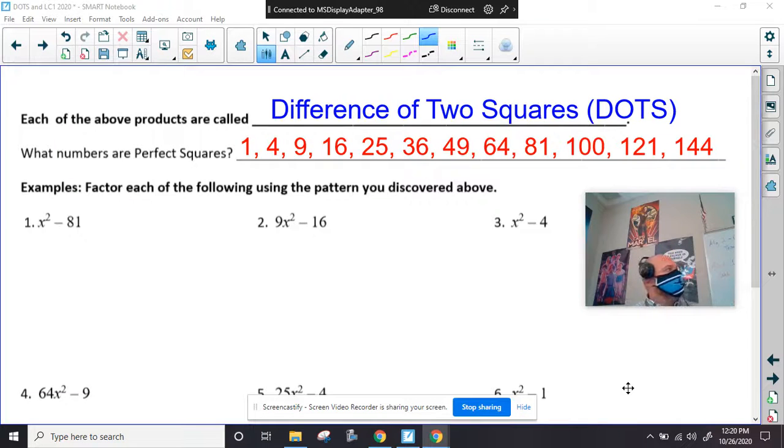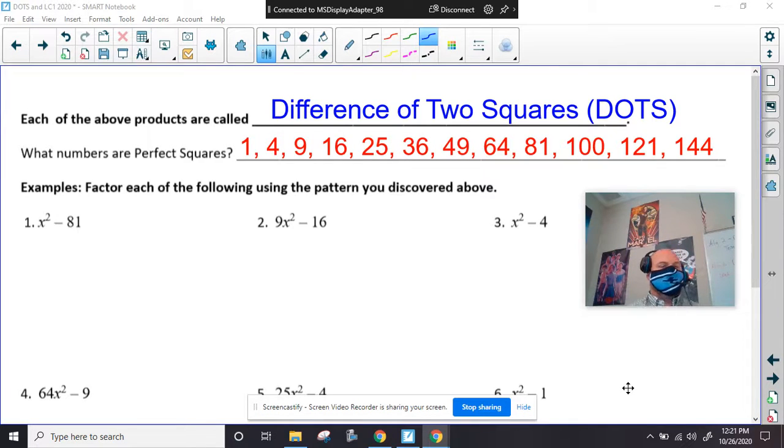Okay, so from the warm-up, we had the products are called the difference of two squares, or they're called dots. Now, we can also use that same thing for factoring, okay? Some of the perfect squares, 1, 4, 9, 16, all those numbers right there are perfect squares. And basically, it's what we're going to be doing for half of this lesson. And the other half is when we'll need those pre-factoring worksheets. And then we'll be going from there.